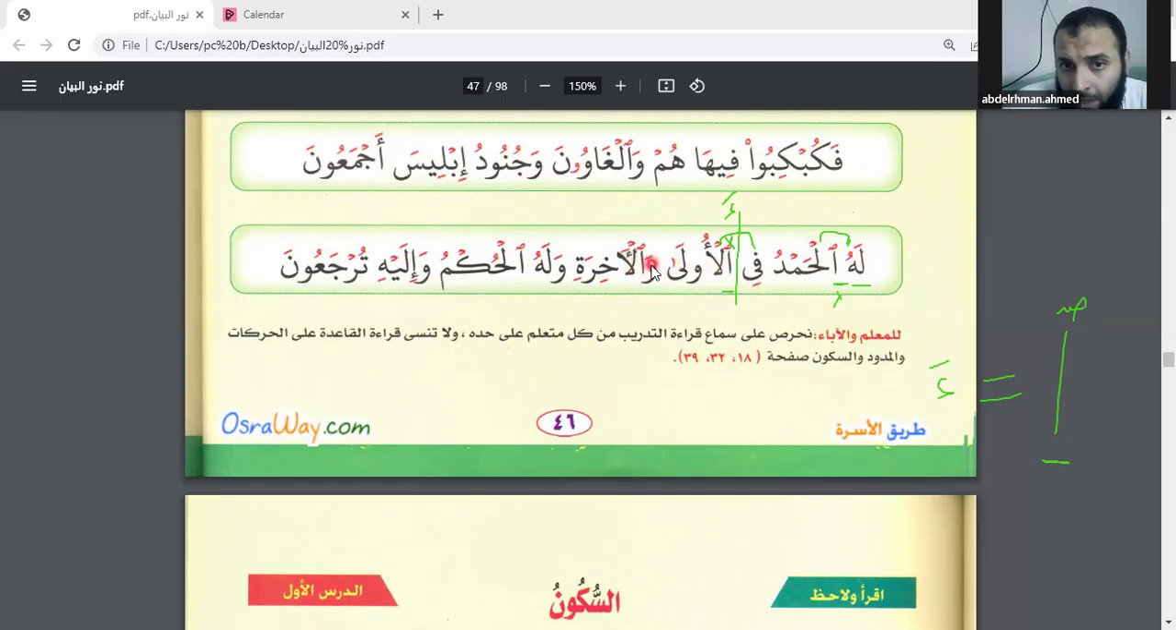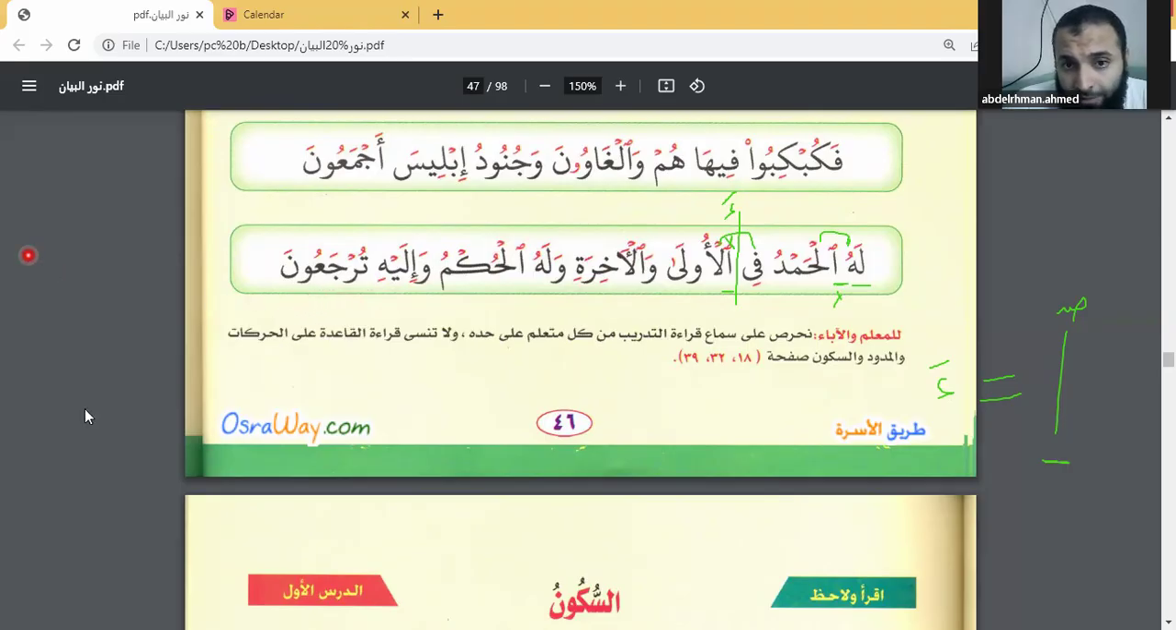Same here. Hamzat wasl in the middle. We move from waw to the lam sukun. Wal akhirati. Walahul. We move from ha to lam. Walahul hukmu. Wa ilayhi turja'un. This was the last lesson in the last class.